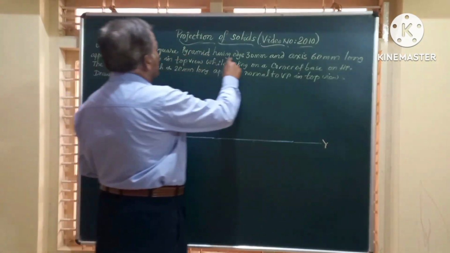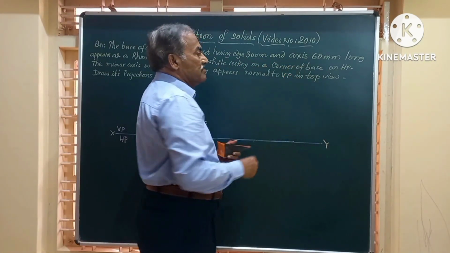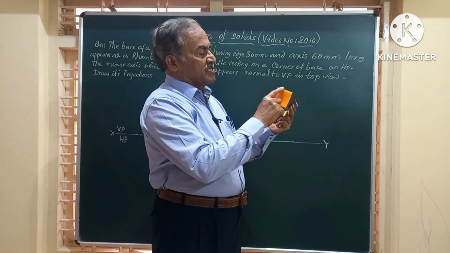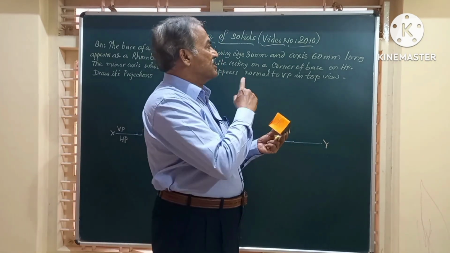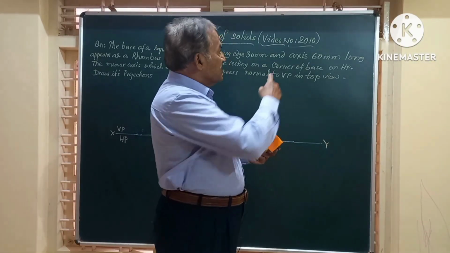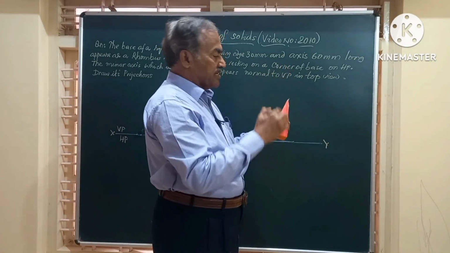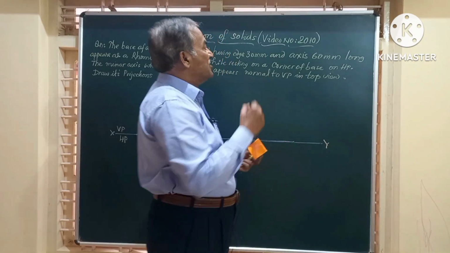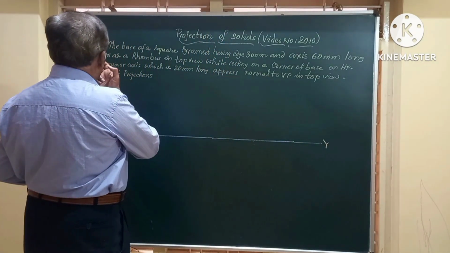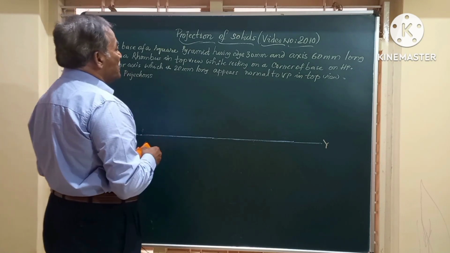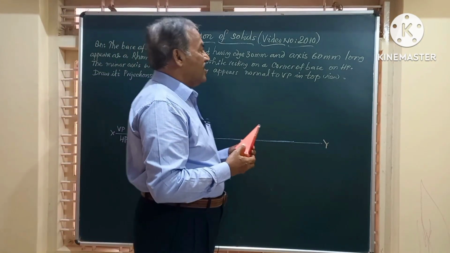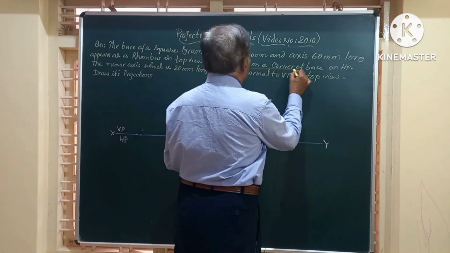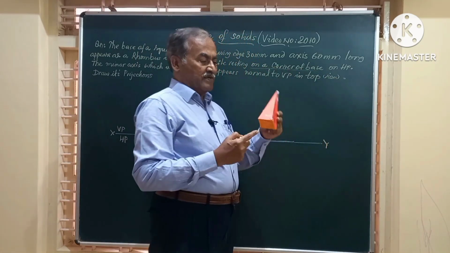The base of a square pyramid having edges 30 mm and axis 60 mm long. So these are the dimensions. The base, each side measures 30 mm and the axis is 60 mm. Height from vertex to the center of the base is the axis that is measuring 60 mm. It appears as a rhombus in the top view while resting on a corner. So yes, specifically, very clearly it is given, it has to rest on a corner of the base.